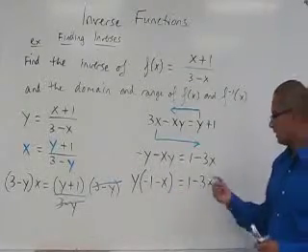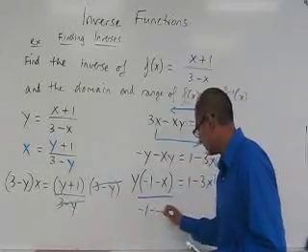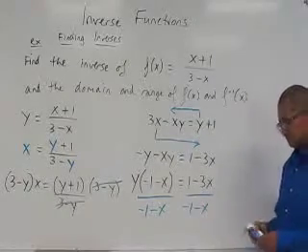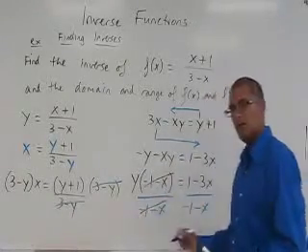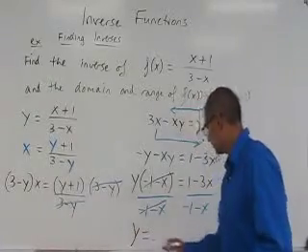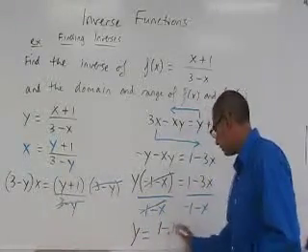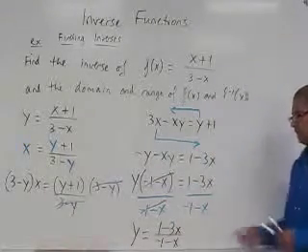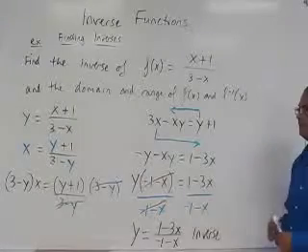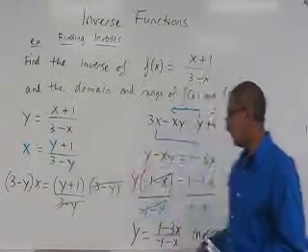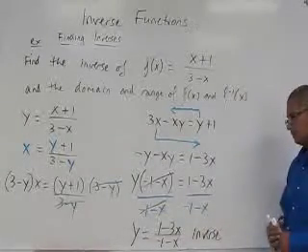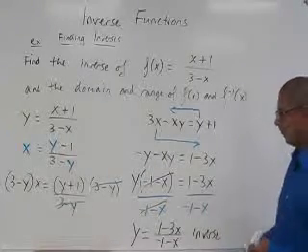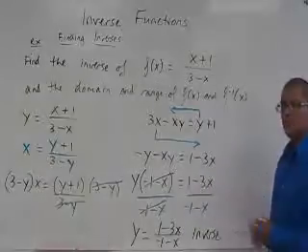And finally, we're going to divide by negative 1, negative x on both sides. These two cancel. And so we end up with y equals 1 minus 3x over negative 1 minus x. So that's my inverse function here. So here's my function, x plus 1 over 3 minus x, and my inverse, 1 minus 3x over negative 1 minus x. So that's the first part. The second part is, let's find the domain and ranges of these two functions.